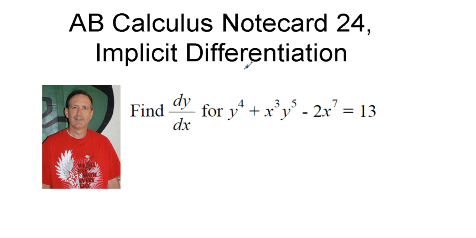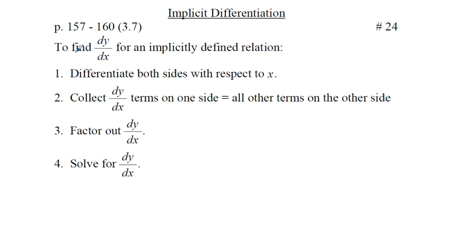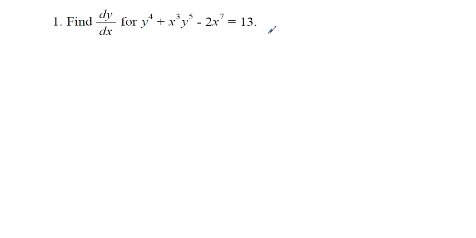An implicit differentiation problem will look kind of like this equation here, where you have variables all mixed up. You just don't have a single variable on one side of an equation. We're going to use these principles to find dy dx for an implicitly defined relation: differentiate both sides with respect to x, collect dy dx terms on one side and all the other terms on the other side, factor out dy dx, again on one side of the equation, and then solve for dy dx. These next 3 problems are going to be applications of implicit differentiation.